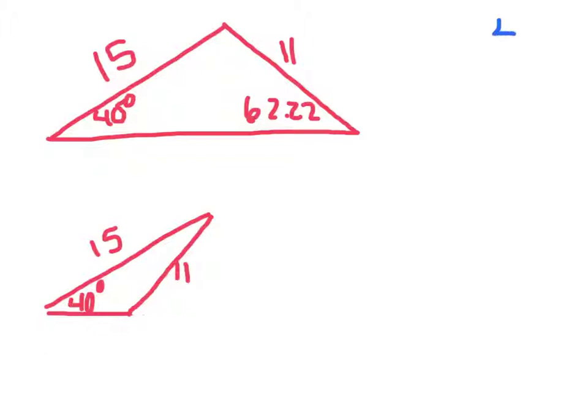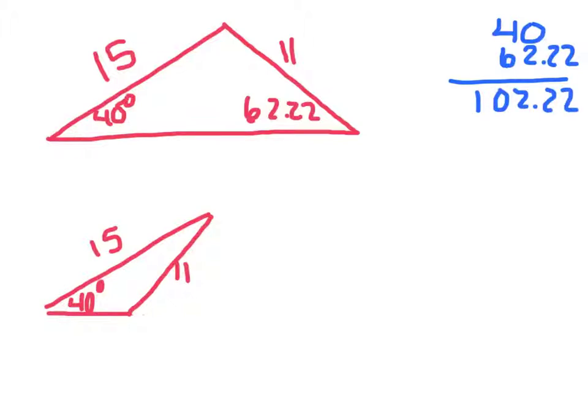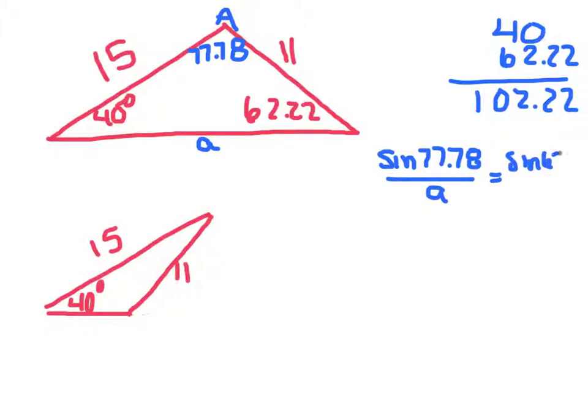So if you have this nice acute triangle, you're going to take your 40 and your 62.22, and you're going to add them together. That's 102.22. And you're going to subtract that from 180. And you get 77.78, that's this angle. So if I wanted to find this other side here, here's angle A, here's side A. To find side A, I'm going to use law of sines again. Sine of 77.78 over side A equals sine of 62.22 over 15.